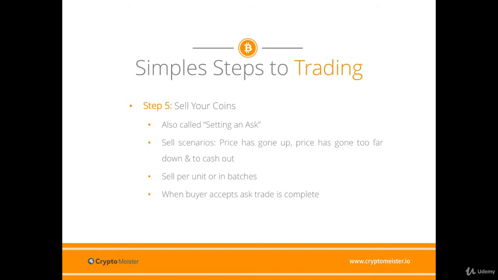And here you set the price at which you would like your trade to happen. You can sell one coin at a time, or you can do what most people do, which is sell a batch. When a buyer accepts your ask price, the trade will be completed, and the coins will end up in your exchange wallet. The process of buying and selling is really that simple.